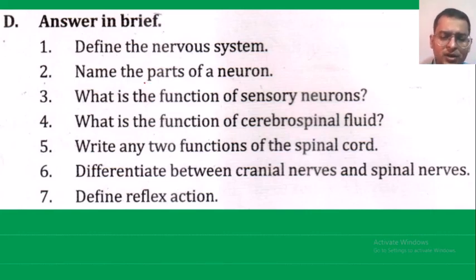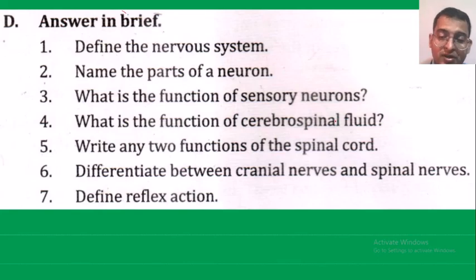Define the nervous system. The nervous system is the system that is required for the control and coordination of the various parts of the body. Okay, control and coordination. Name the parts of a neuron. Okay, you can do it. That is the cell body, axon, dendrites. What is the function of the sensory neurons? Sensory neurons are going to get the stimulus. Whatever stimulus is coming, that stimulus will be received by the sensory neurons, and the message as an electrical impulse will be sent up to the spinal cord.